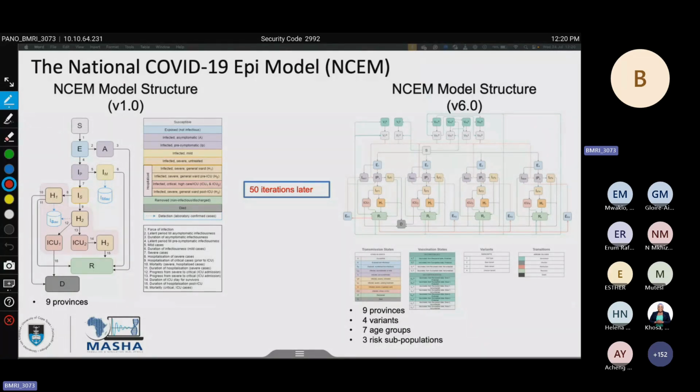And so we started off with a simple model, but 50 iterations later, we just kept on building and building, such that our model became a model of 9 provinces. At some point, it was 52 districts as well, with 4 variants in them, 7 age groups, and 3 risk populations. So if you take the first model and multiply 9 times 4 times 7 times 3, that's basically how big that model really got.